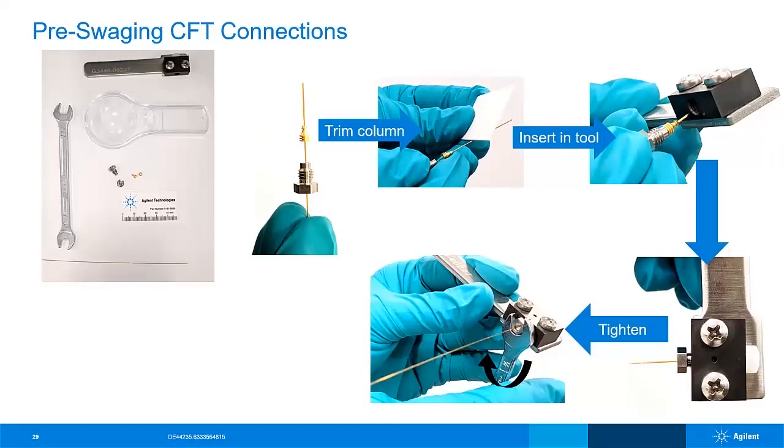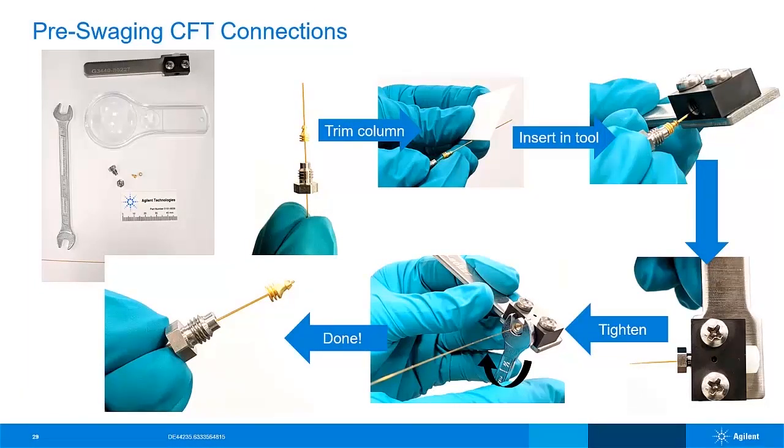So you turn the wrench on the CFT nut approximately 50 degrees and then gently tug on the column. If it moves, push the column all the way back in and tighten by another 10 to 15 degrees. And you'll repeat this process until you cannot move the column. Then you're going to tighten it another 10 degrees to ensure proper swage. And you can remove the assembly from the pre-swaging tool, and you'll have a pre-swaged gold ferrule ready to install into a CFT device.